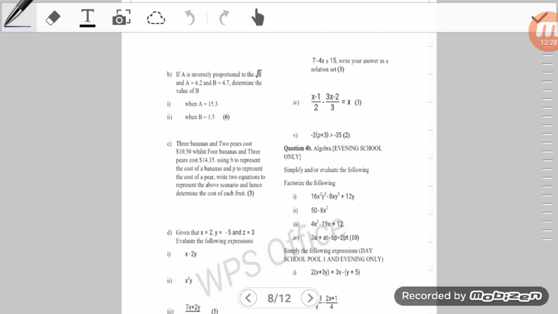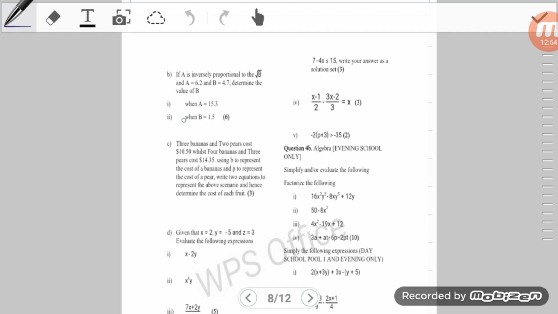All right, here we go. It says that if A is inversely proportional to the square root of B, and A is equal to 6.2 whilst B is equal to 4.7, you're to determine the value of B when A is equal to 15.3. And I think I had made an error here. Let me just correct it now.